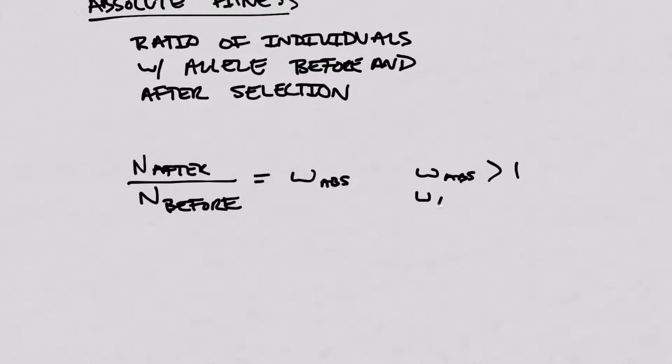If absolute fitness is less than 1, this means there were more parents with the allele than there are children, so it implies that this is some sort of detrimental allele and it's being actively selected against.